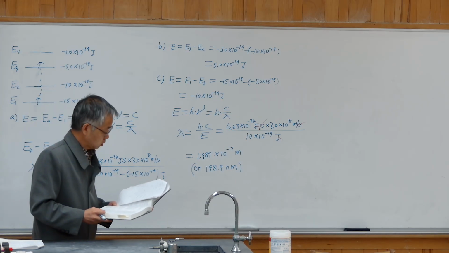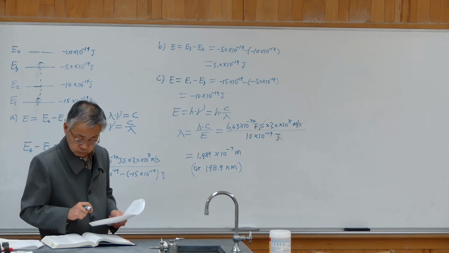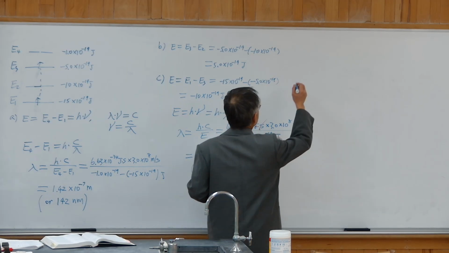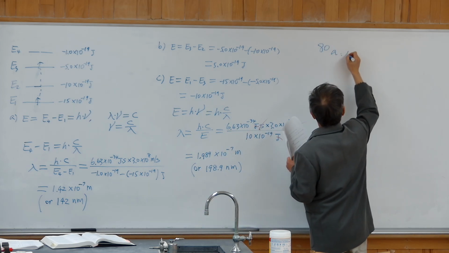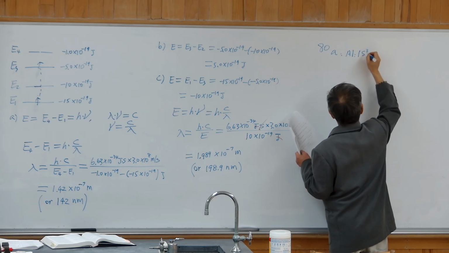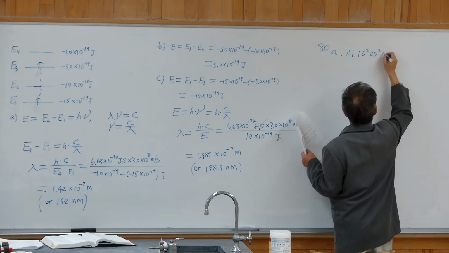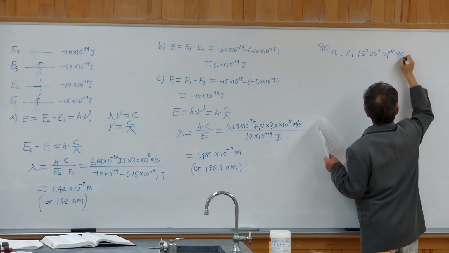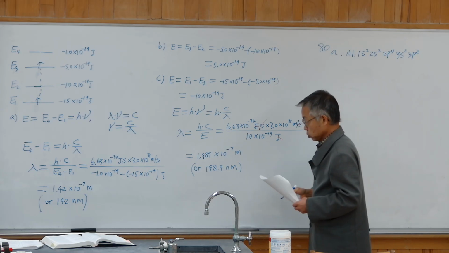Okay, so the first one is aluminum, number 88. Aluminum's electron configuration right here is 1s2, 2s2, 2p4, 3s2, 3p2. What's wrong here?